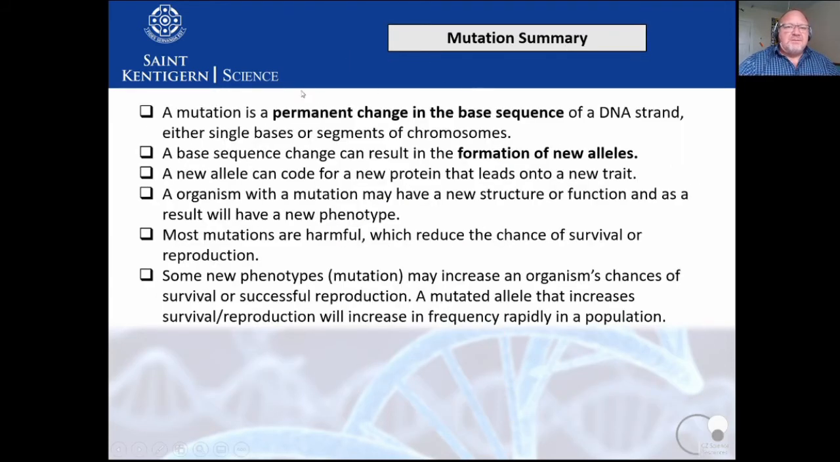Okay, so mutation summary. A mutation is a permanent change in the base sequence of a DNA strand, either the single bases or segments of the chromosome. A base sequence change can result in the formation of new alleles. All new alleles were a base sequence change, which we call a mutation. Please remember that. A new allele can code for a new protein that leads to a new trait. The organism with the mutation may have a new structure or function as a result, and they will have a new phenotype.